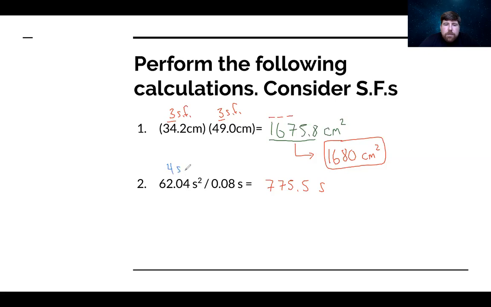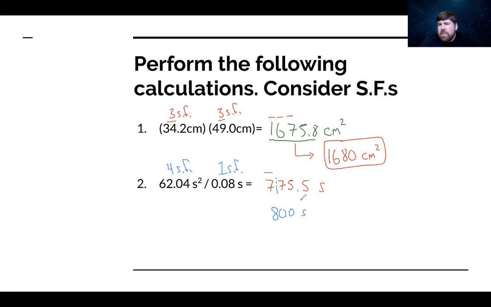Now, if I'm looking at my number of significant figures in my measurements, over here I have 4 significant figures, and over here I only have 1. That means that I have to change my final answer such that it has 1 significant figure. 775.5 ends up rounding to 800 seconds.